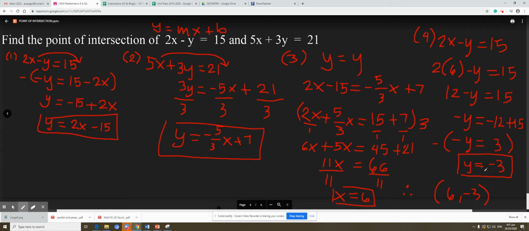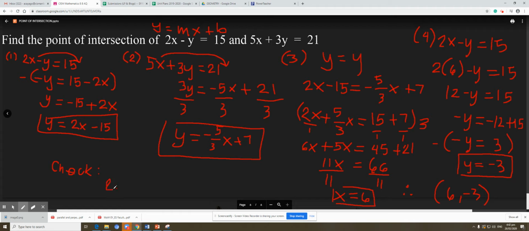Okay, so how do we defend this answer? We can substitute both values. We can substitute 6 comma negative 3 to both equations, and you can check whether you satisfy both of the equations. So let us try to check whether this is correct.